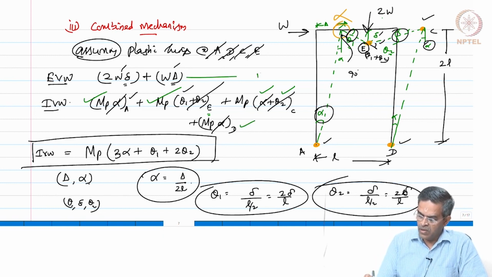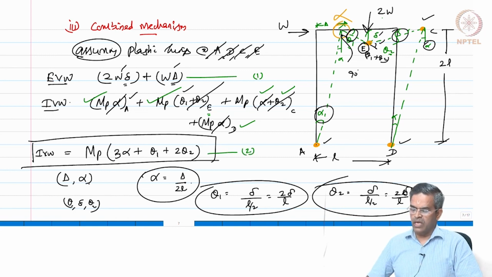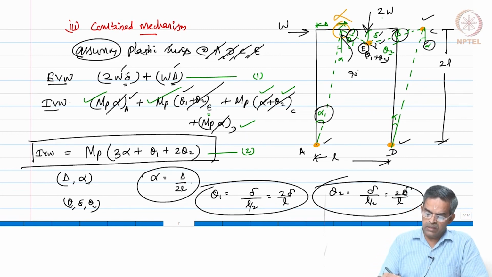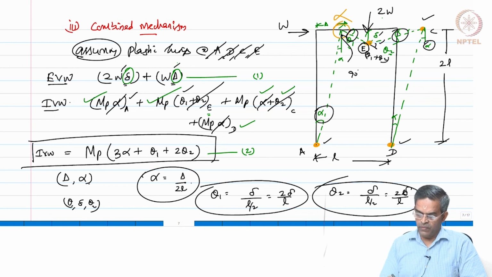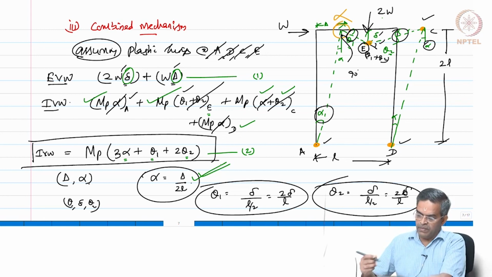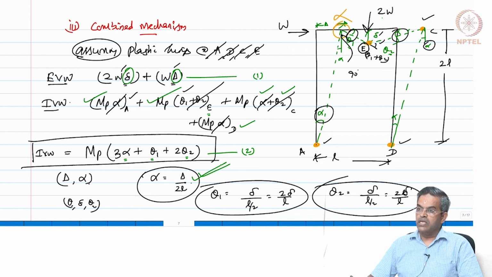Let us say this is equation number 1, and we will take this as 2. We want to equate 1 and 2 and find out the true collapse load. But there is a problem here. Equation 1 has 2 variables, del and delta, and equation 2 has different variables, alpha, theta 1 and theta 2. This is the issue we had. So, then we started working it out from the figure. Alpha will be delta by 2L. This is very simple and straightforward, and theta 1 and theta 2 need to be found out.